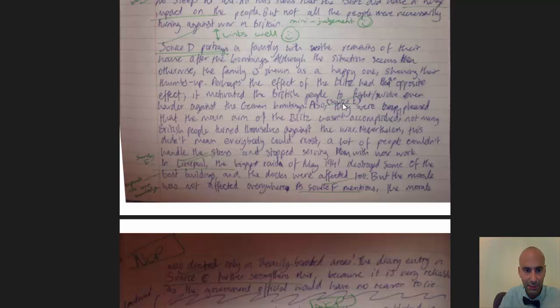Also got source E in here. All the sources on the first page. A little bit disappointing they haven't mentioned source F, so you must mention the sources specifically when you're quoting from them. Don't just expect the examiner to know which source you're quoting from. You must mention that. Then they've linked a source with some own knowledge here, which is fantastic.